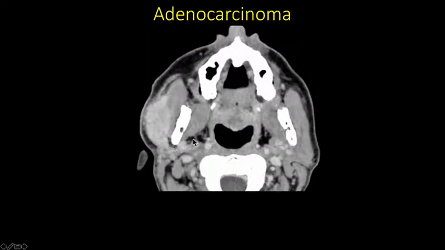And because it is normal parotid tissue, it's susceptible to the same range of diseases that you can get in the parotid gland. Here's an example of a patient with an adenocarcinoma that arose in accessory parotid tissue. You can see it's probably invading the masseter muscle. Here's the parotid space proper back here.